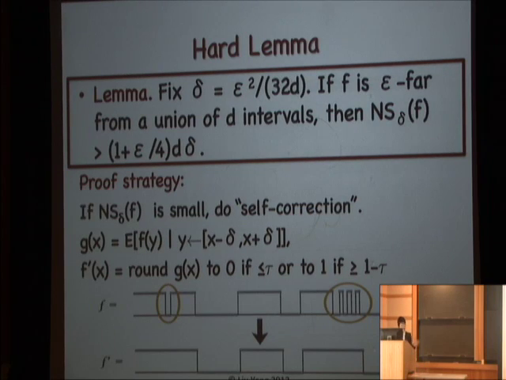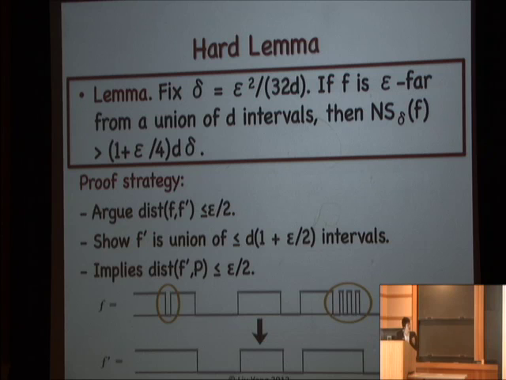The idea of the proof is based on the principle of self-correction, showing the contrapositive. If we start from any function f with small noise sensitivity, as the one I draw here, we first smooth it by taking the expected value conditioned on a small neighborhood around each point, and then we threshold that smoothed function, which we call g, to get a Boolean function f prime.